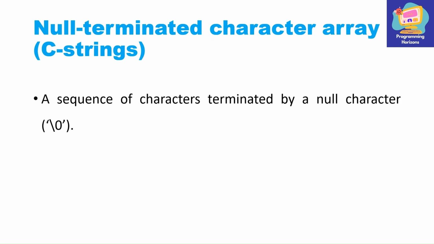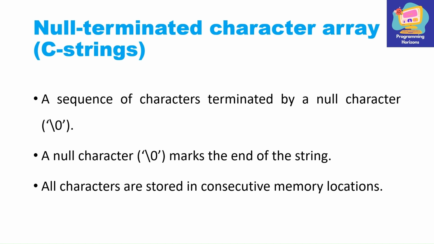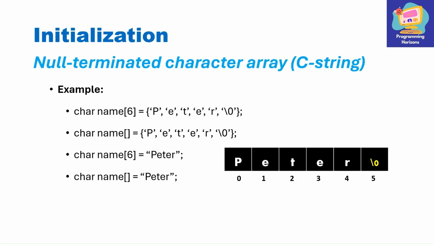A null terminated character array is also called a C string or C style string. It is basically a sequence of characters terminated by a null character, which is written as \0. A null character marks the end of the string, and since this is a character array, all the characters are stored in consecutive memory locations. You may initialize a null terminated character array or C style string in various ways.